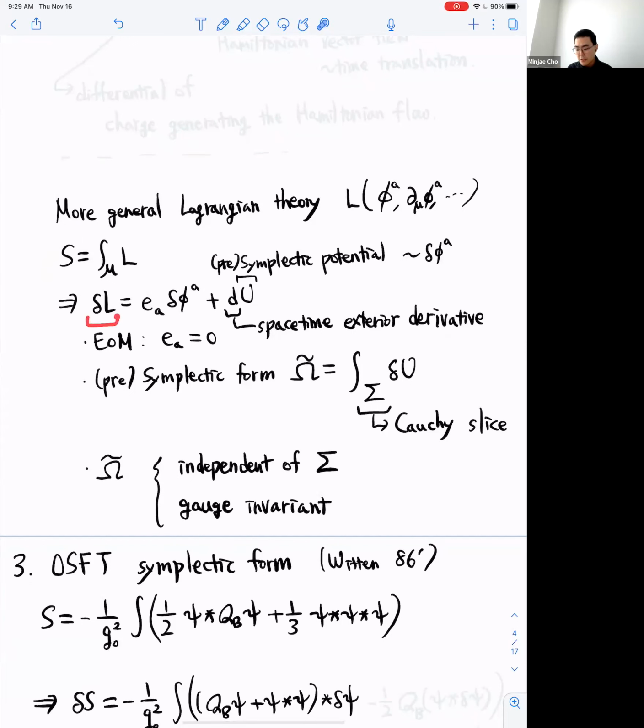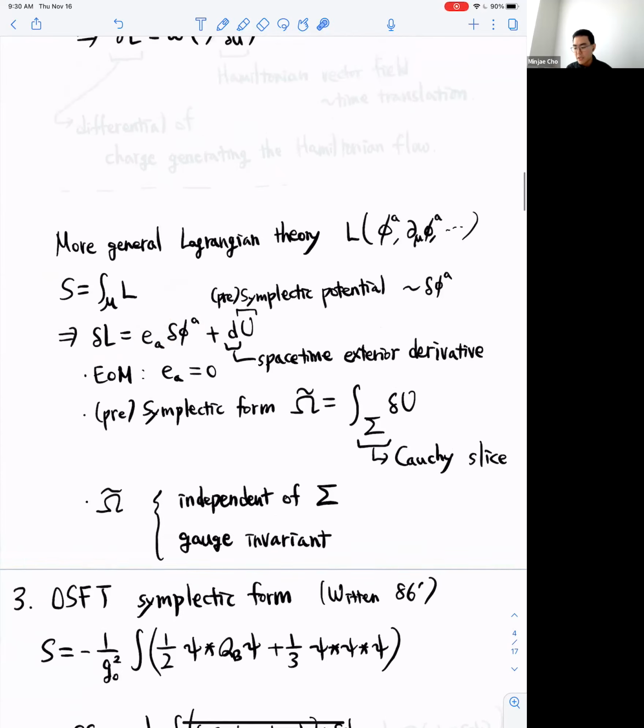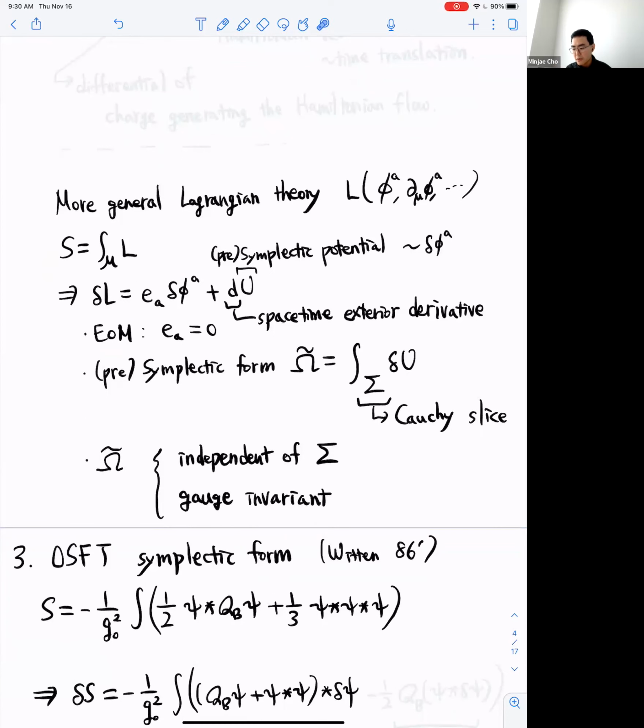As we vary the Lagrangian, we are going to obtain this variation of the field part, which is multiplied by equations of motions. But then in order to organize terms in this manner, we actually have to perform integration by parts. So we pick up this total derivative term. So this d, unlike the delta before, this d stands for the space-time exterior derivative. Okay. And this u is the symplectic potential. Okay. In particular, it is proportional to variation of the field itself.